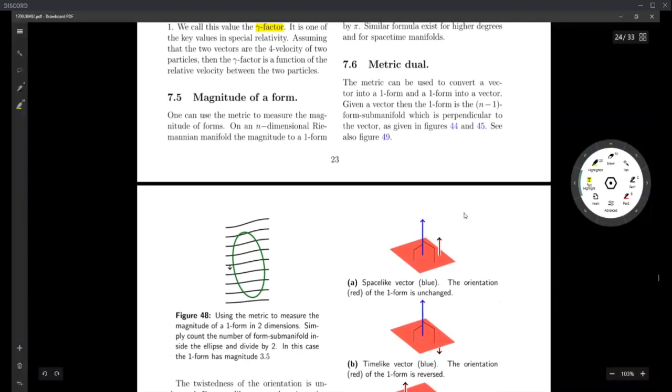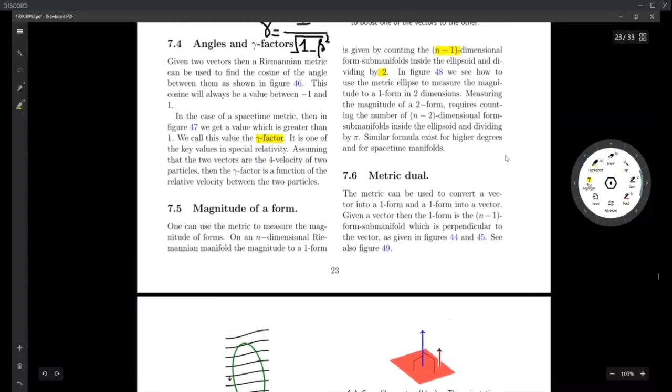Right. So the metric, like I mentioned earlier, can be used to convert a vector to a covector or one form, and a one form to a vector. And this is just a fancy way of saying I can raise or lower my indices by multiplying by the matrix. So I hope you guys remember this x mu.